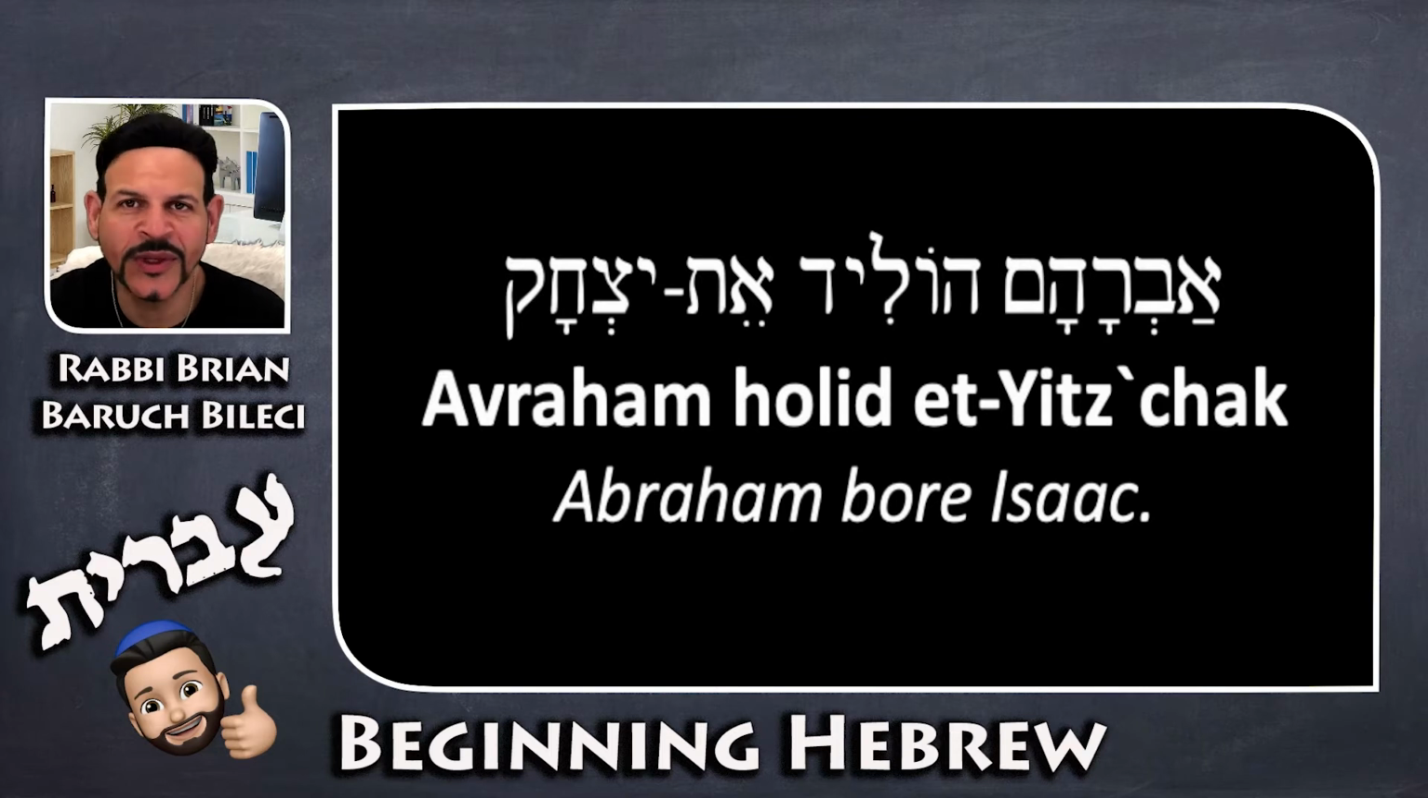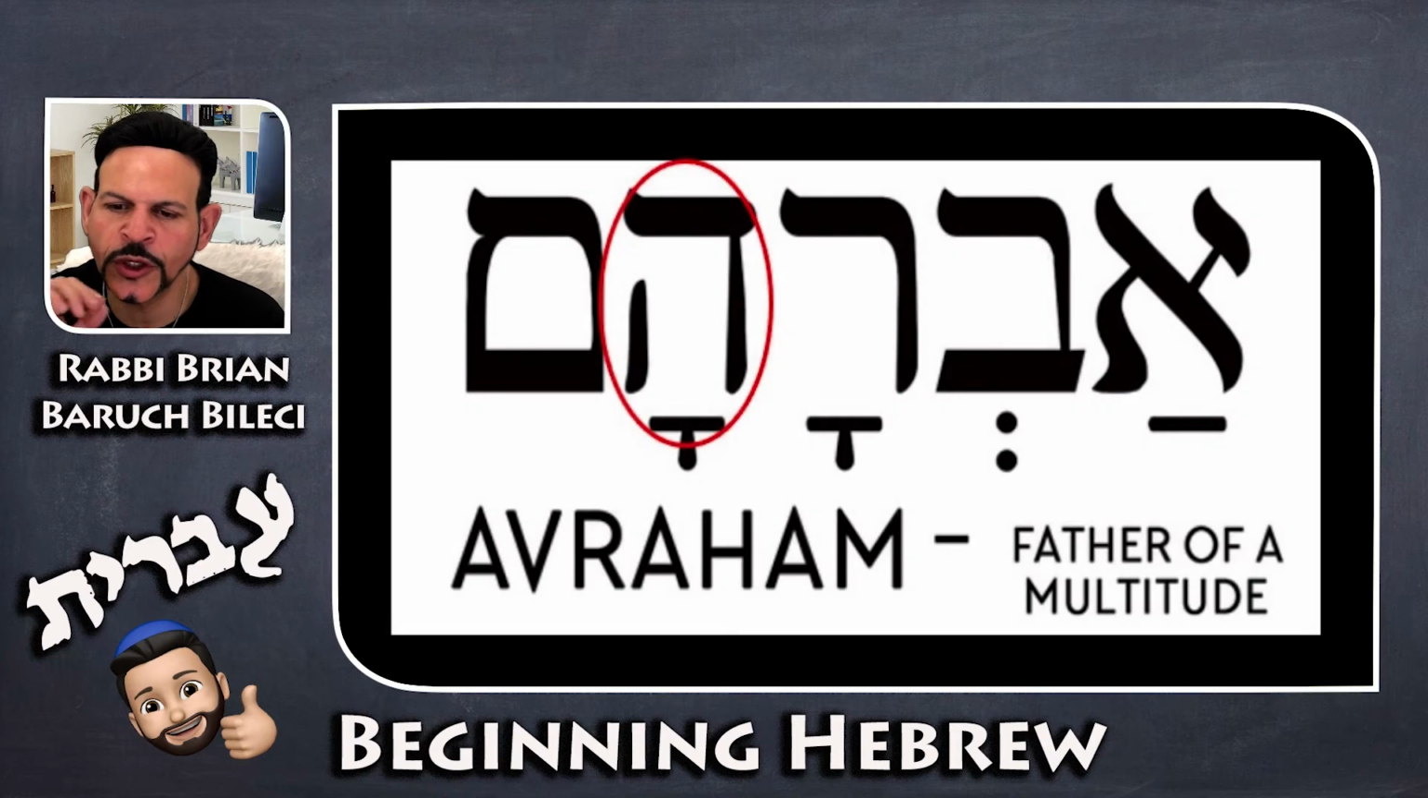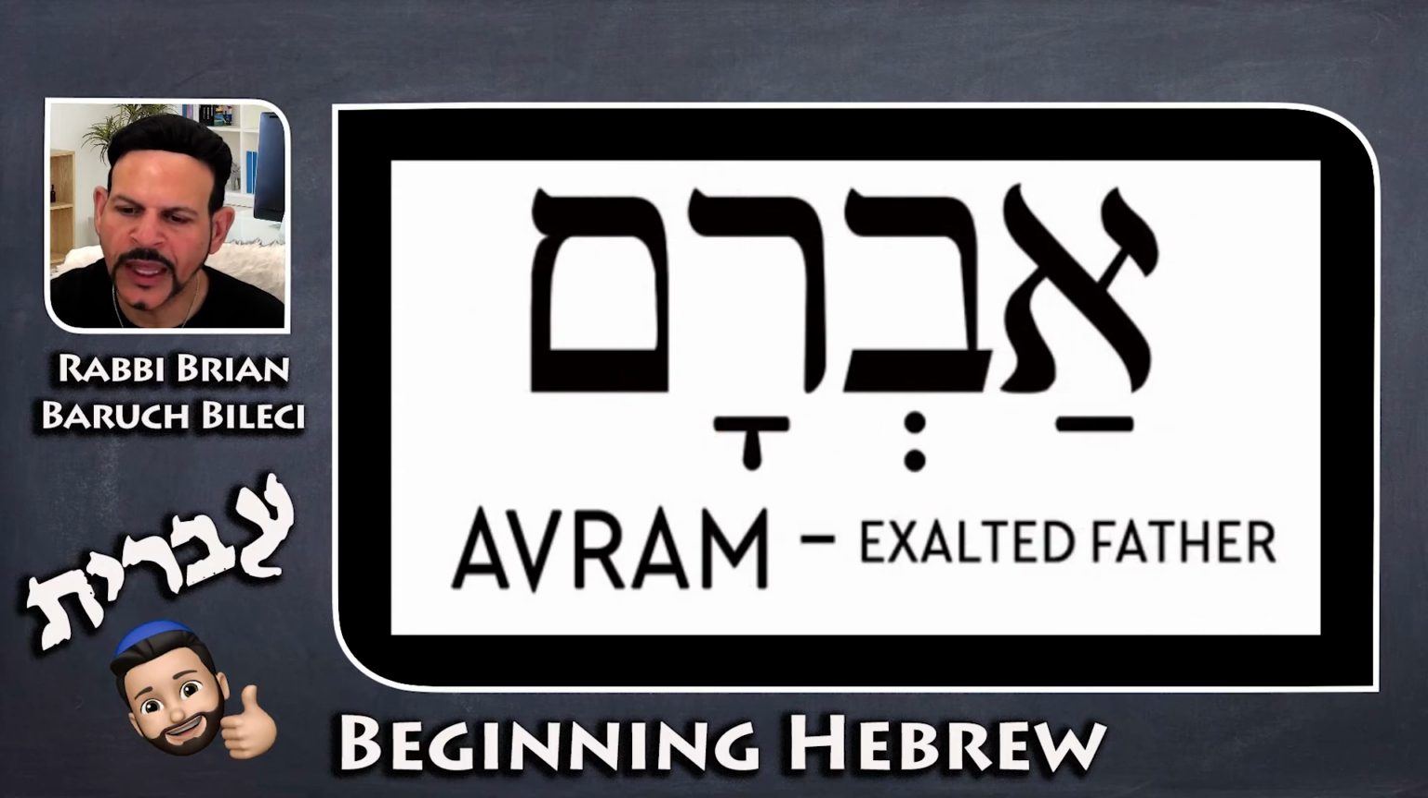Because remember, there was an issue with Ishmael and Hagar. So the Torah wants to clarify. Now, let's first talk about Avraham for a minute. So when we talk about Avraham, I want you to notice the name is different from Avram by one letter.